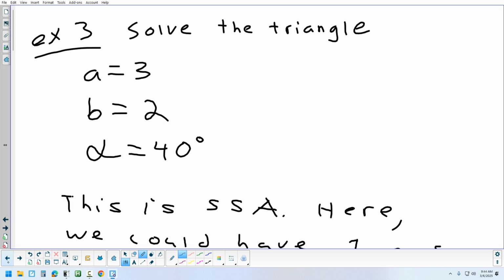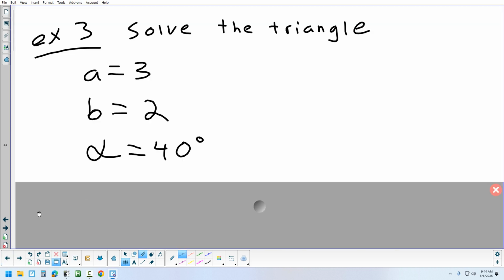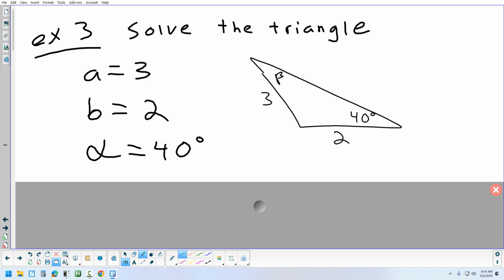So, the last one. Let's draw that out, but you can already tell it's different because in the other two I gave you two angles and a side. I'm not giving you two angles there. So let's draw it and just see what type it is. So we've got A, alpha, B, beta, C, gamma. All right. What type of triangle is that one? SSA. That is SSA.